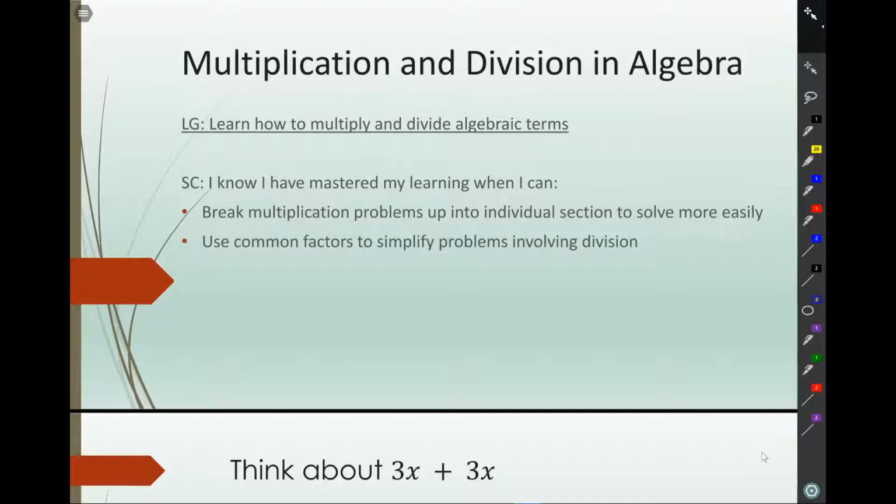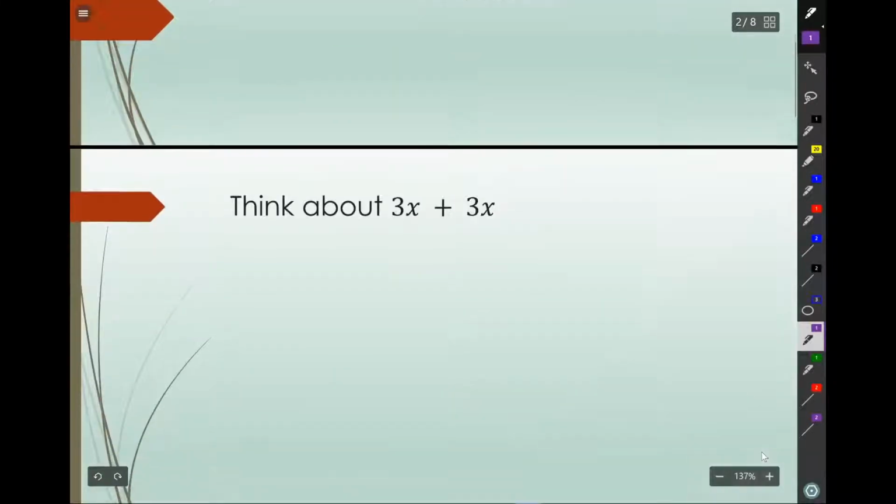So that's basically exactly what we're going to be learning today, learning how to multiply and divide algebraic terms. There's two things we're going to be tackling: breaking up multiplication problems so that we can more easily solve them, and then we're going to be using common factors to break down division problems. Let's start off by looking at multiplication.